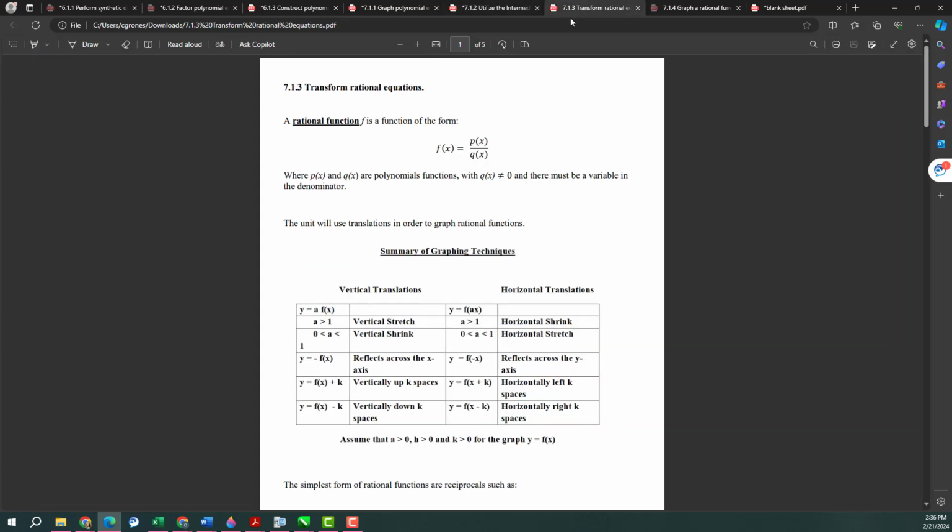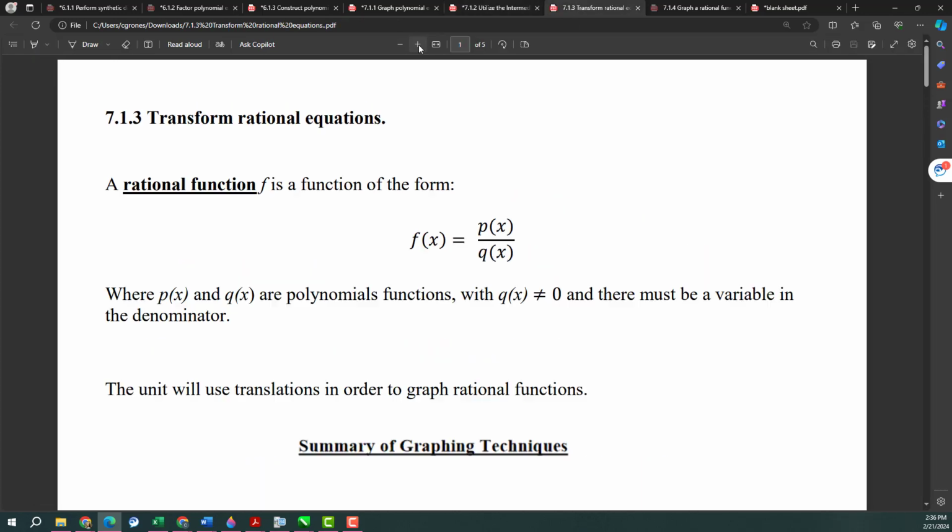Okay, 7.3 is the transform rational equations. So a rational function is a function of the form where we have two polynomials, one divided by the other. So p of x divided by q of x. Q of x cannot equal 0.